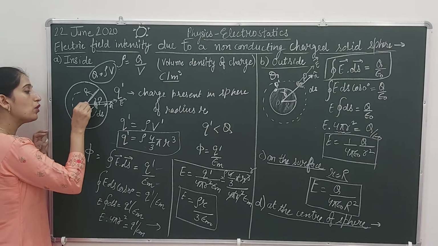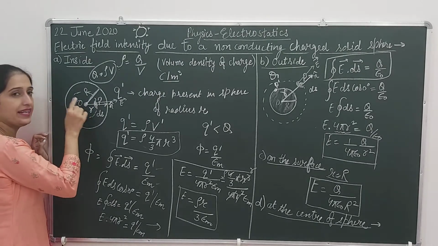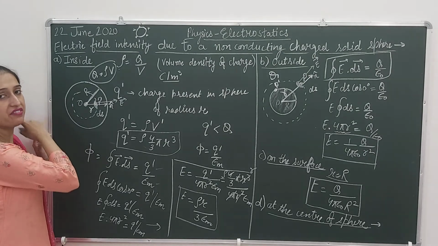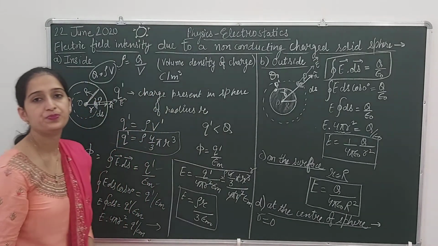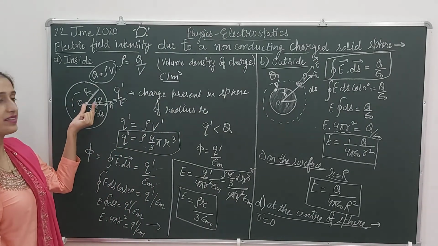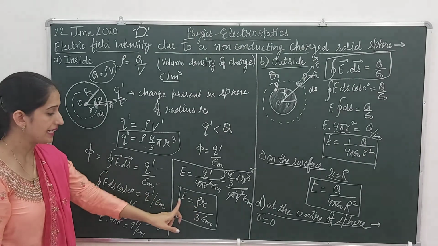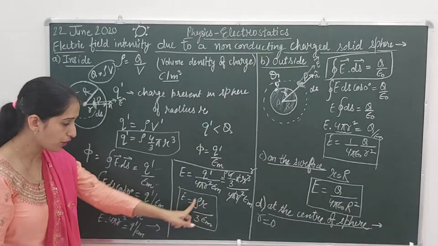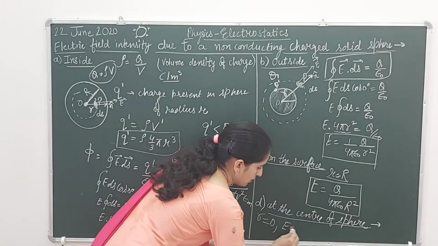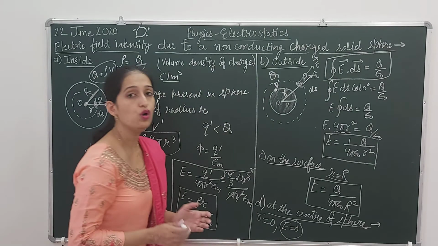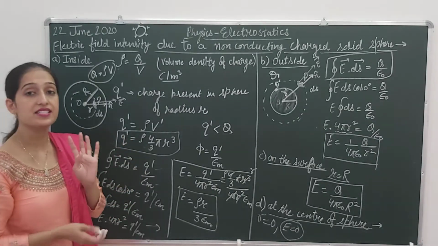If I want to calculate electric field intensity at this point O, at the center, what will happen? Our radius r will become 0. If I put r equals 0, then E will be 0, because 0 into anything remains 0. So I have calculated electric field intensity at 4 positions.